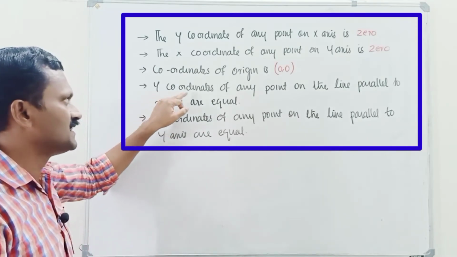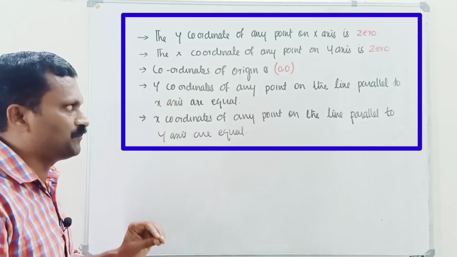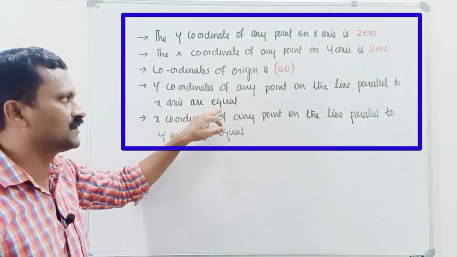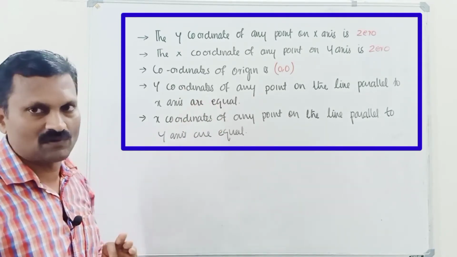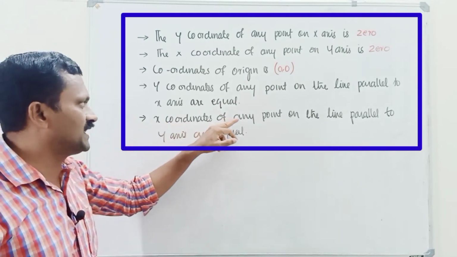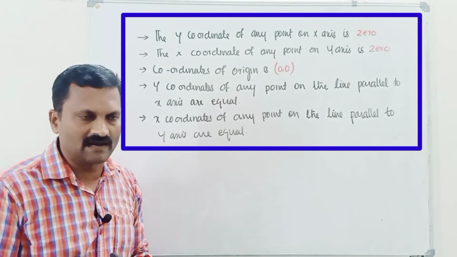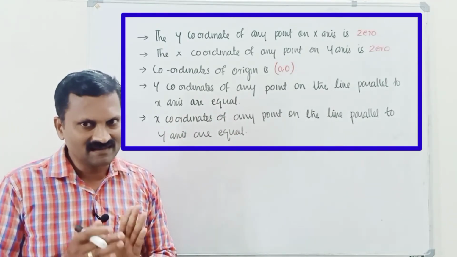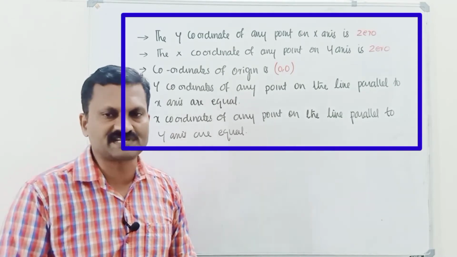Next point, y coordinates of any point on the line parallel to x axis are equal. Y coordinates are equal if the line is parallel to x axis. And the last one, x coordinates of any point on the line parallel to y axis are equal. Clear? Yes. Let's see some questions.